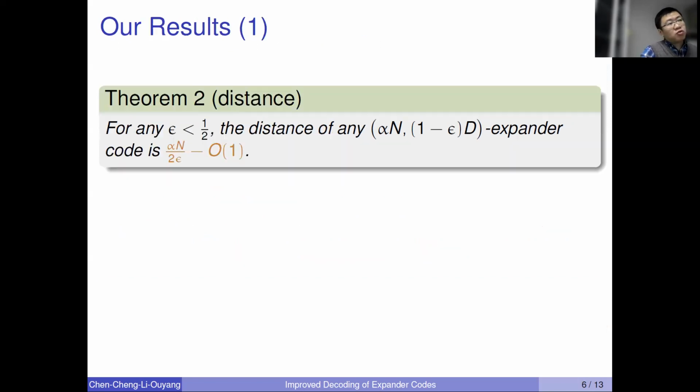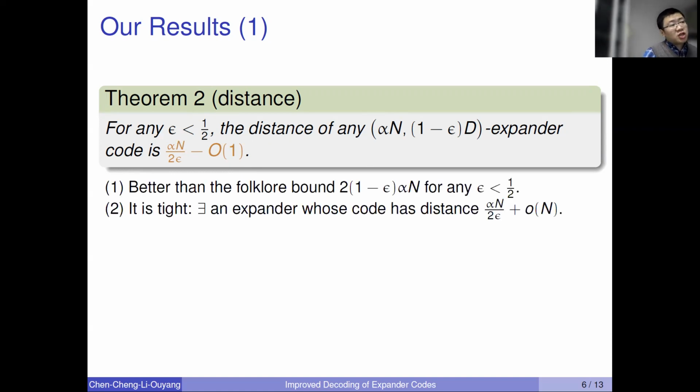So now I can tell you our main results. Our first result shows a better bound for any expander code. Okay, so basically, given any epsilon less than half, any expander with parameters (alpha n, (1 minus epsilon) d) will have its code with distance at least alpha n over 2 epsilon minus a constant.